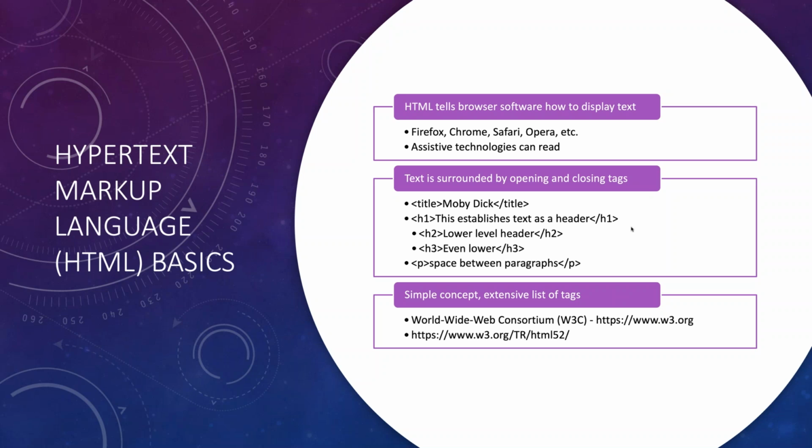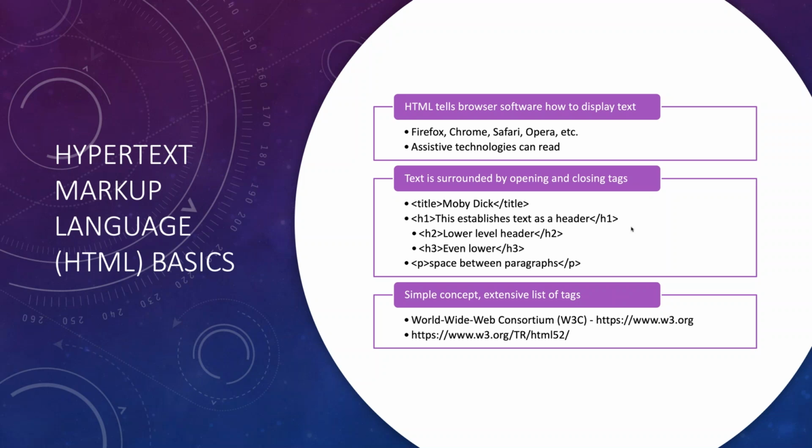HTML is just a series of opening and closing tags that surround text. The example I'm showing there is the title is Moby Dick, and you establish that with HTML by putting an opening title tag and a closing title tag. And you can see that slash that's consistent in all of the closing title tags. H1 is the top level header, H2 is a slightly smaller header, H3, it just continues, I don't know how far down, maybe to H7 or H8, something like that.